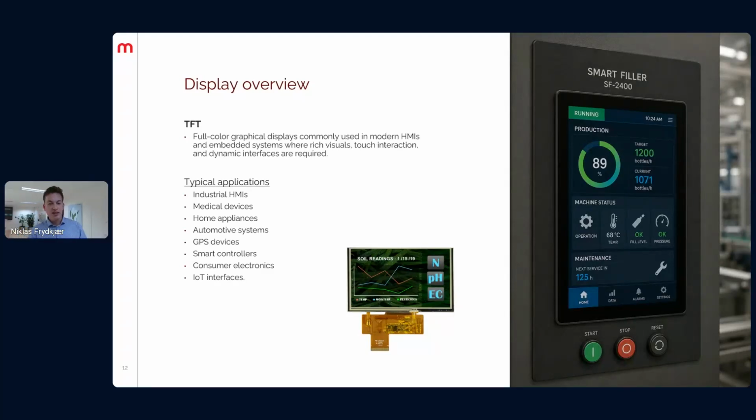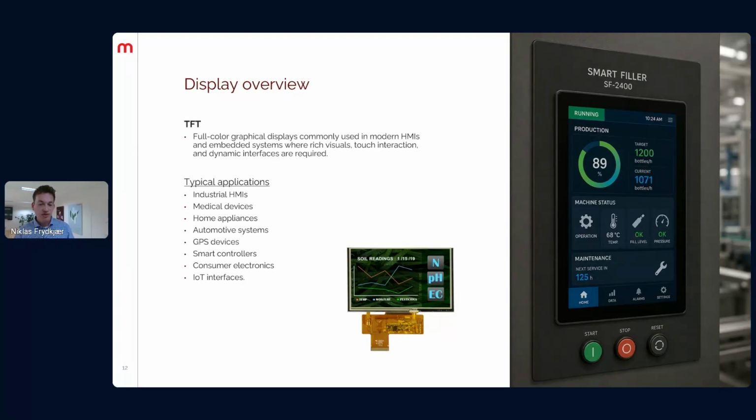The TFT display is the first full color range offering and is commonly used in modern HMIs. It's also the type of display that is in most computer monitors, for example. The pros are that it has full color with high quality graphics. It's responsive and provides a smooth user interaction. It supports complex graphical user interfaces and animations.